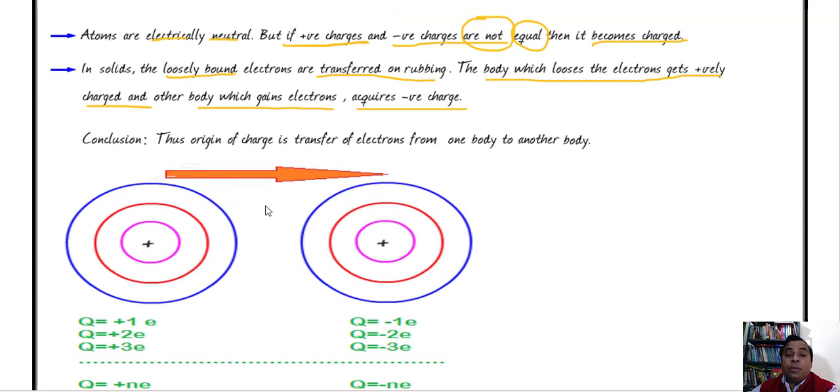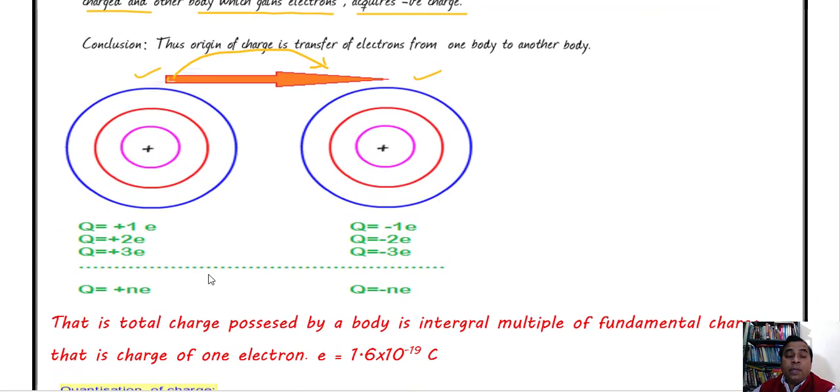Now this will lead to a particular property, that is the principle of quantization of charge. Suppose this is the first atom, and this is the second atom. Suppose the electrons on being rubbed are being transferred from here to here. Then what will happen? Suppose the first atom has delivered one electron, so it will obtain +1e charge, positive, and the other will obtain -1e charge, negative. Then +2e and -2e, then +3e and -3e.